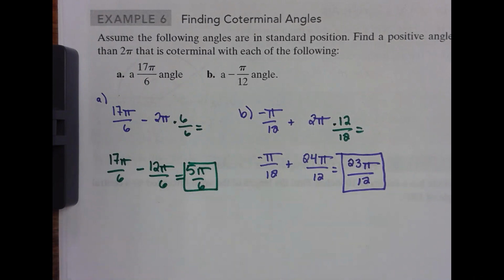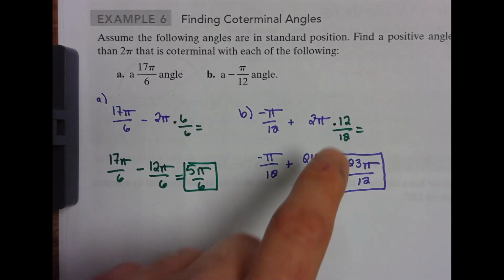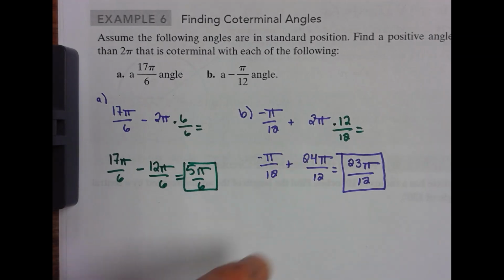All right, then in part B, negative pi over 12 plus 2 pi, so getting a common denominator of 12 over 12. So 2 pi is 24 pi over 12. And I subtract away 1 pi, it gets me to 23 pi over 12. Okay, simple enough, right? Just adding, subtracting.